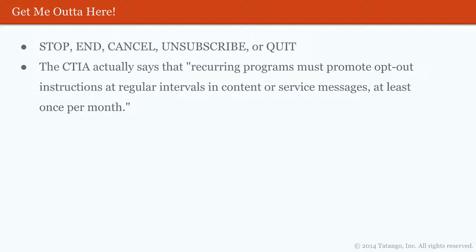And when they do that, you better opt them out, because if you send text messages to people that have opted out, you're not only violating federal law under the Telephone Consumer Protection Act, you're also violating the trust of the customer. By them opting out and you sending them messages, you've lost that trust with the customer. Okay, the CTIA, the group that puts out rules and regulations, says that recurring programs, which is sending messages to your customers on a frequent basis, must promote opt-out instructions at regular intervals in content or service messages, at least once per month.